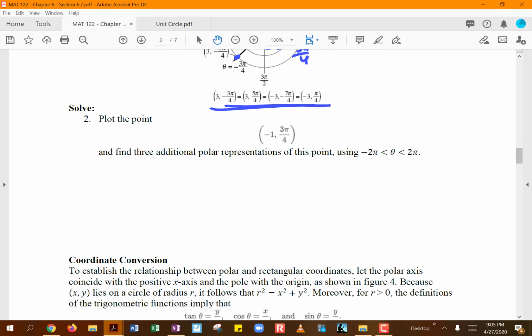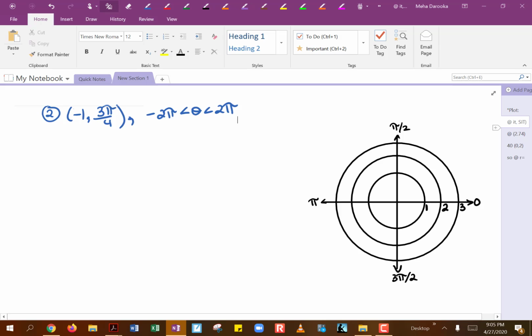So let's see what we can do here with our example. Again, they're asking us to plot negative 1 comma 3 pi over 4 and then find 3 additional polar representations. Again, they want us to keep our angle between negative 2 pi and positive 2 pi. So the first thing we're going to need to do here, to be able to plot this, is convert this into our negative r, and this is theta plus pi.